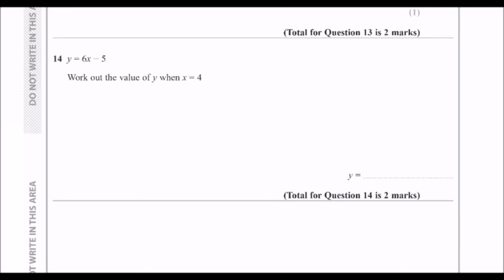Question 14. y equals 6x minus 5. Work out the value of y when x is equal to 4. So I'm going to substitute 4 in for x. 6x means 6 times x. So I've got 6 times 4, take away 5. 6 fours are 24. So I've got 24 take away 5, and 24 take away 5 will be 19.